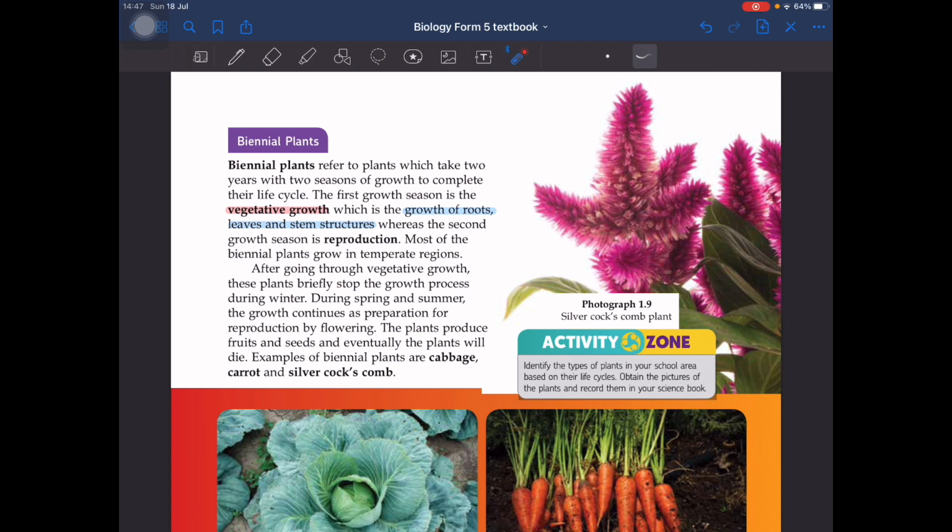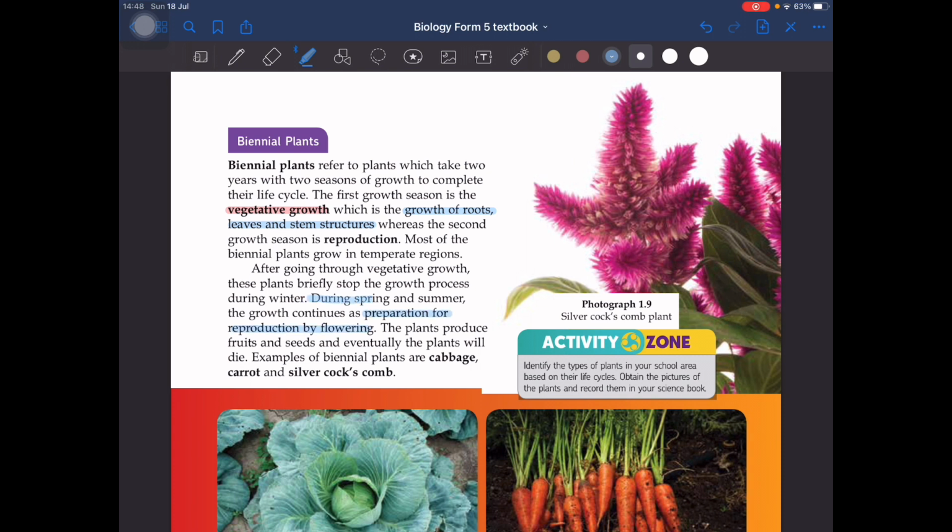Okay, so after going through vegetative growth, these plants briefly stop the growth process during winter. So, which is why they grow in temperate regions. The winter helps in terms of pausing. Okay, briefly stops, pausing the growth process. And then when spring and summer comes around, the growth continues as a preparation to flower.